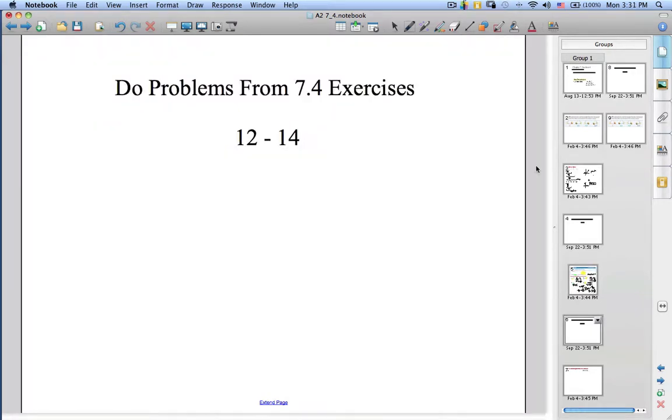So go ahead and practice that a little bit, finding these sums. Do problems 12, 13, and 14, and then come on back and we can look at something else.